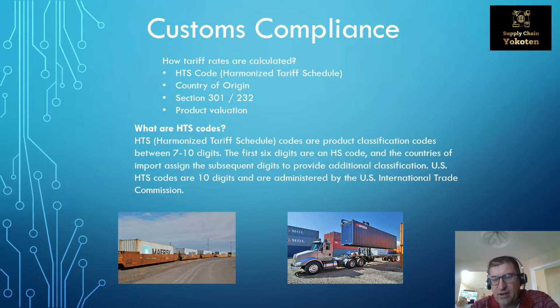HTS codes, Harmonized Tariff Schedule, are product classification codes from 7 to 10 digits. In the US we use 10 digits, and some countries are only 7 digits. The first 6 digits are the HS code, and the countries of import assign the subsequent digits to provide additional classifications. HTS codes are 10 digits in the US and are administered by the US International Trade Commission.